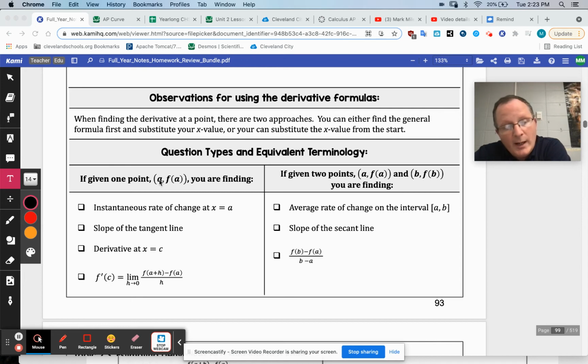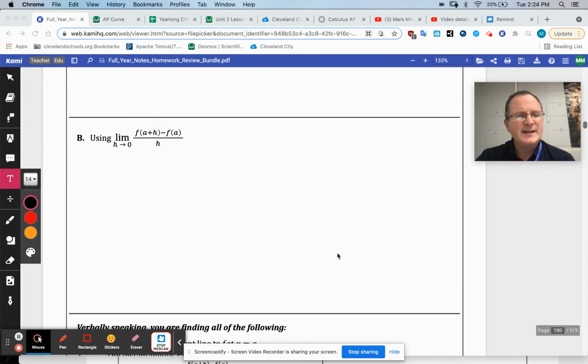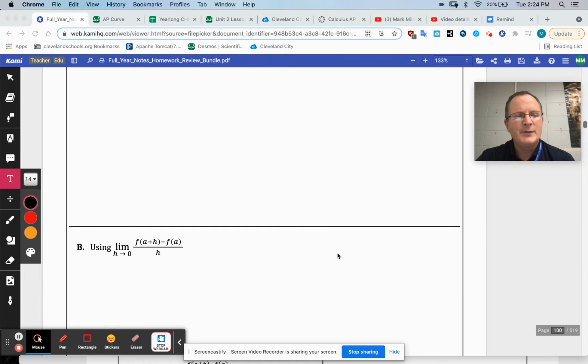If you're given 1 point, you're finding instantaneous rate of change, the slope of the tangent line, the derivative, and then this is the formal definition of the derivative. If you're given 2 points, you're finding average rate of change, the slope of the secant line, and then just your old school y2 minus y1 over x2 minus x1. Now, this is cool because I should get the same answer on A and B. They're both the same thing.